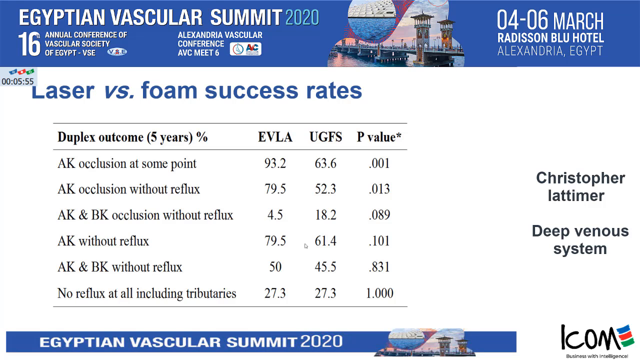But as we start changing the duplex outcome definitions, our ratios changed and our statistics changed. So we can always do a little bit of reverse engineering. We can get the result we want by changing the criteria of how we assess patients. If we take a very harsh endpoint, for example, no reflux at all, including tributaries, we only had a 27.3% success rate, and there was no difference between the two groups.